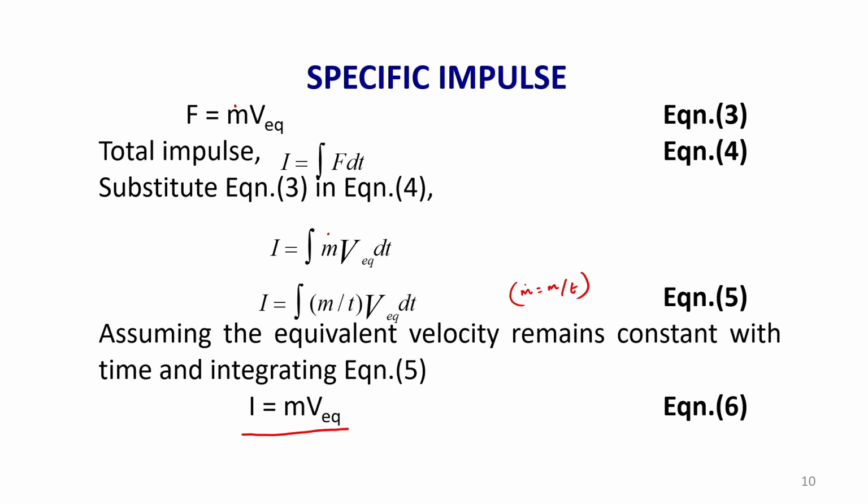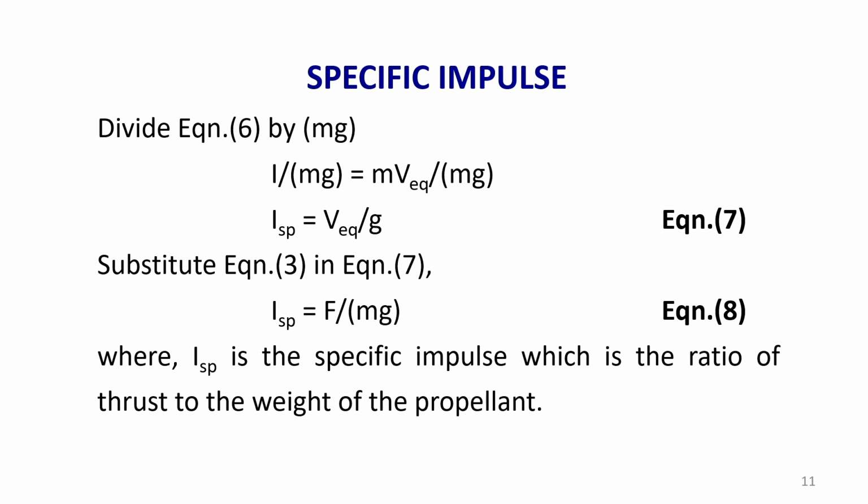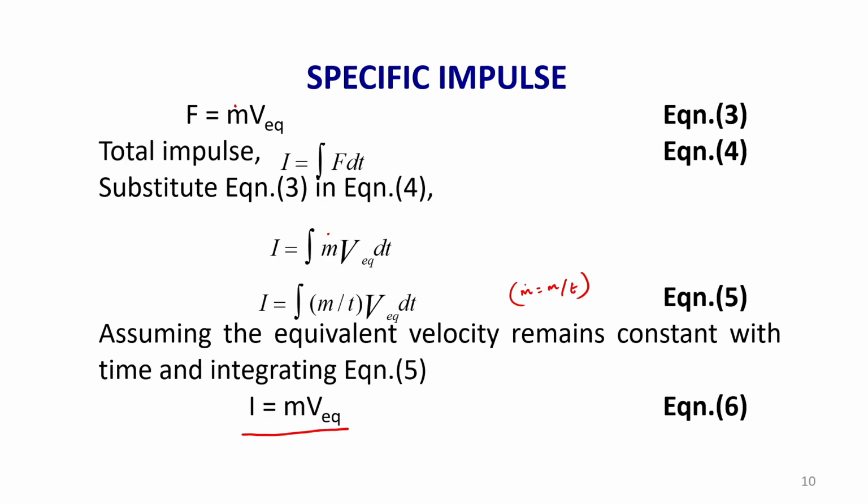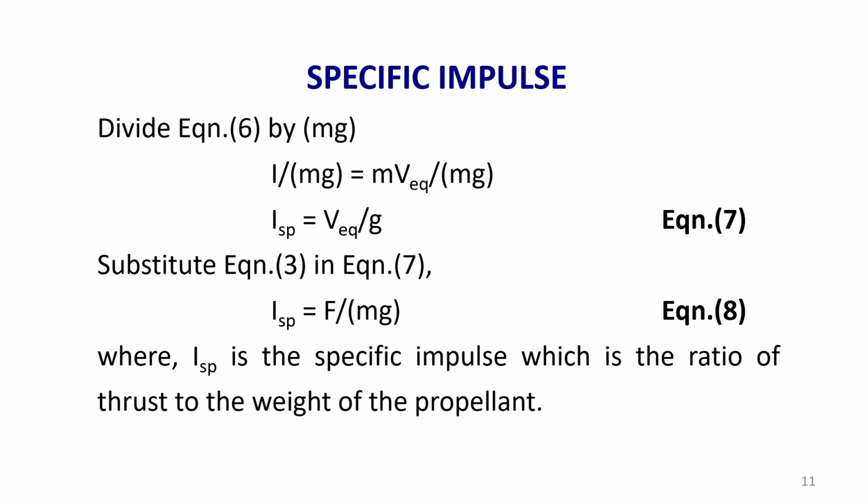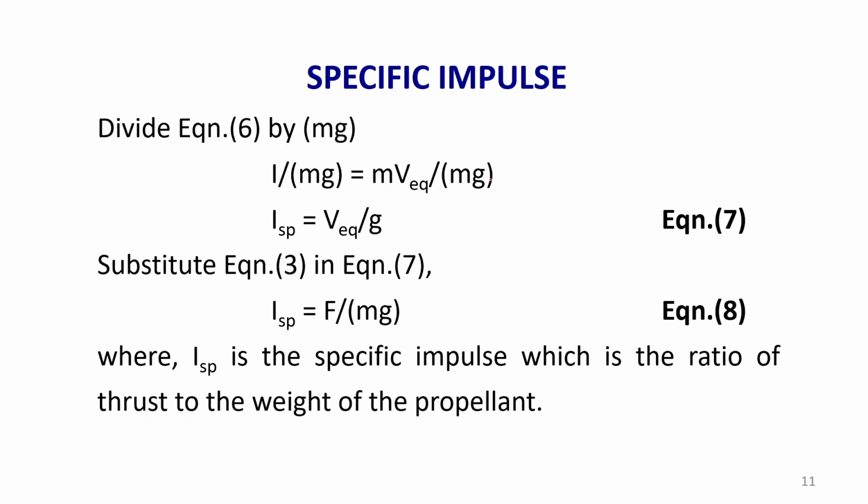Now, this is equation number 6. Divide equation number 6 by mg. So, on the left hand side I have I by mg is equal to m into V equivalent divided by mg. This mass term will get cancelled. So, impulse divided by mg is nothing but specific impulse, that is, impulse per unit weight, where W equals m into g, mass into acceleration due to gravity. On the right side the m term will get cancelled, and I am getting equivalent velocity divided by acceleration due to gravity.